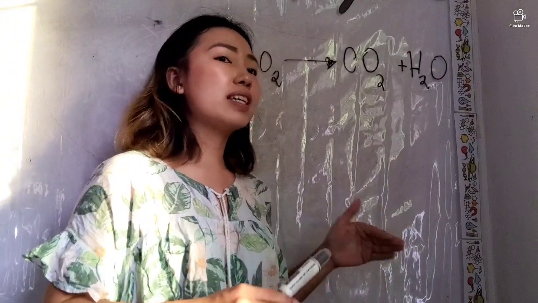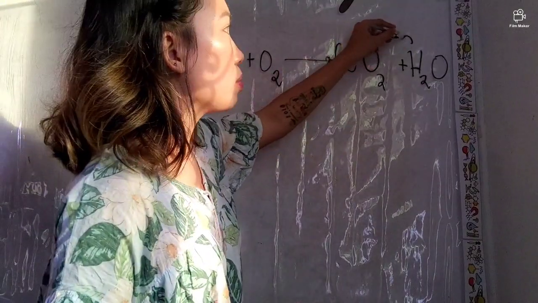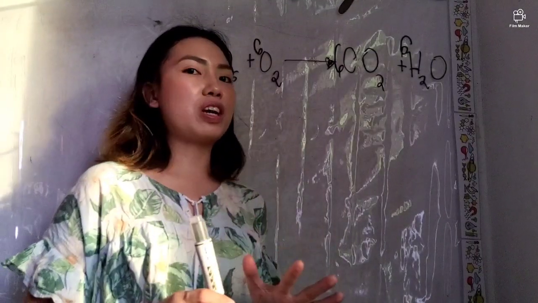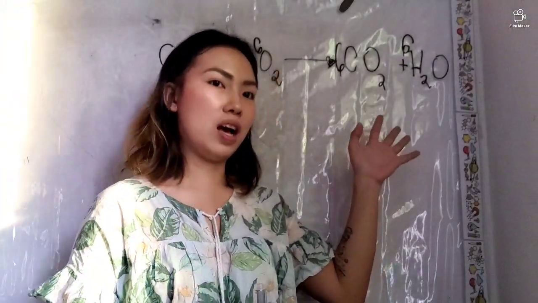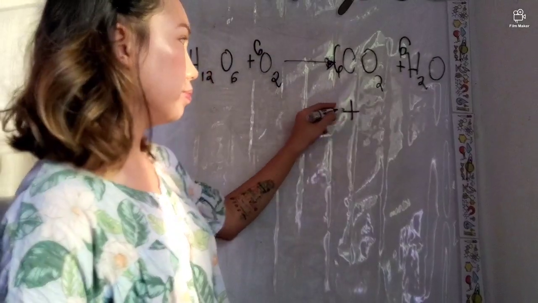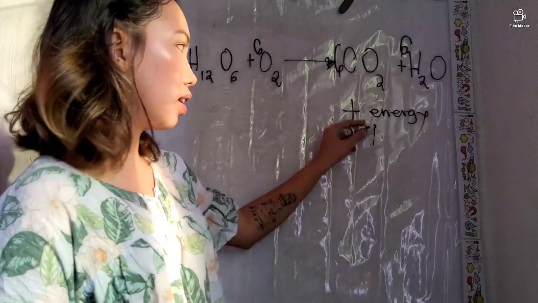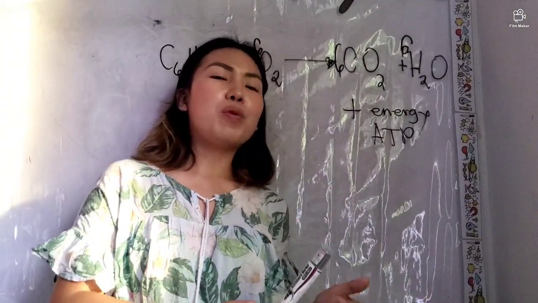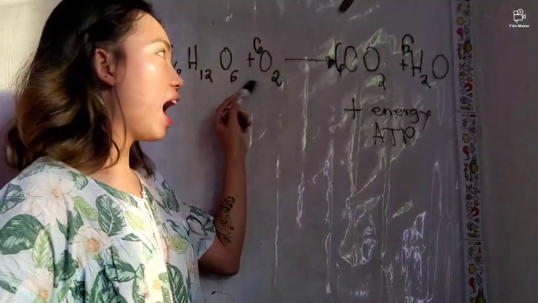So we don't need to go through it one by one because it is the same. This would be 6, this would also be 6, and this also will be 6. So the equation is the same. The difference is that the position of the materials needed and the products are reversed. So this would be our equation for respiration, plus energy or ATP. That is what we added at the end.